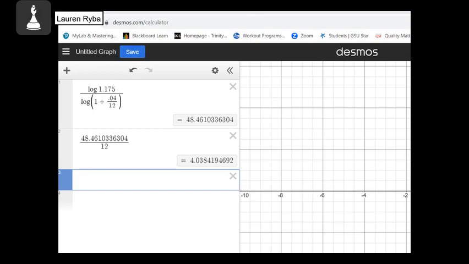Okay, so in my Desmos here, you can see that I took log of 1.175 divided by log of the quantity 1 plus 0.04 over 12. I hit enter. And then I highlighted this. I'm on a PC, so I hit Control C. That copied it. I immediately pasted it down here with the Control V shortcut and then hit divided by 12. And that gave me 4.038, which the closest year that rounds to is 4 years.